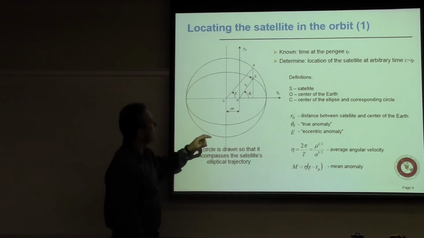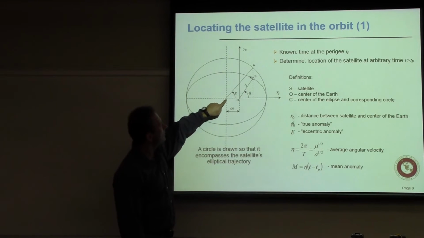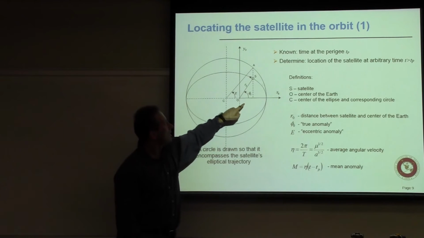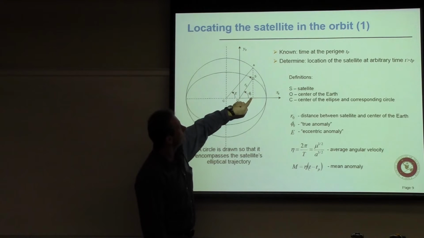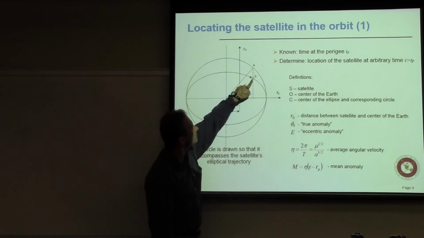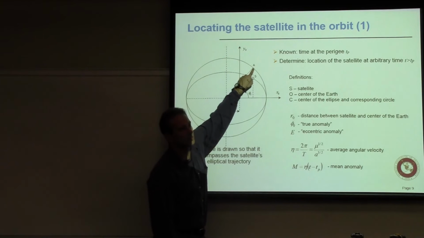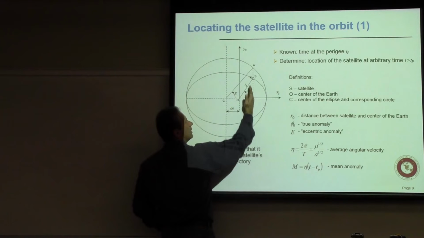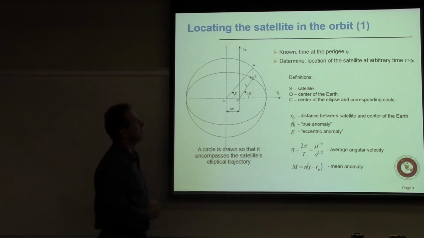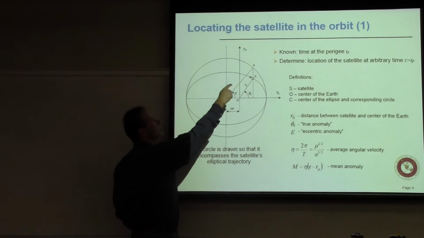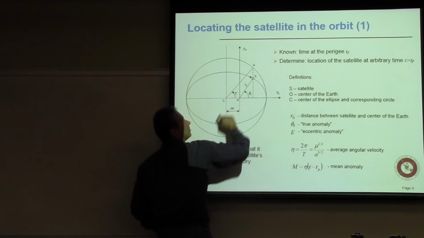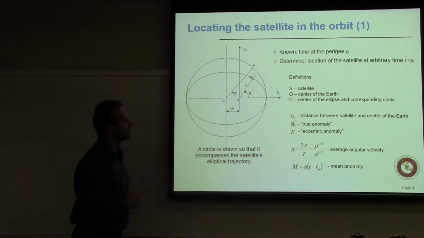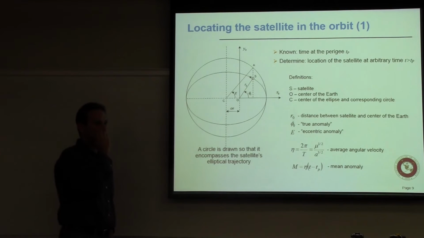Now, I'm going to define an angle E that is the angle between the positive side of the x-axis and the projection of the satellite on this circle, right? So I take the satellite point, I draw a vertical line through this point until it hits this circle. A is the point where it hits the circle, and I define this angle E. This is called eccentric anomaly, this particular angle.